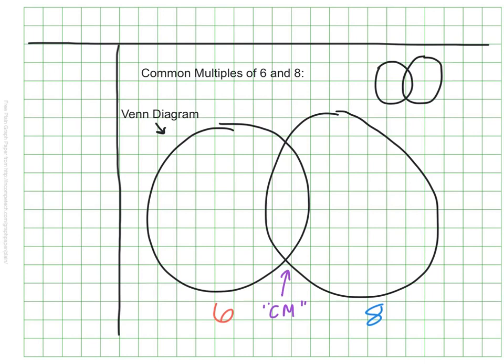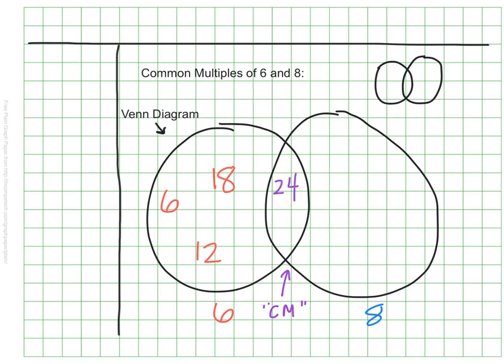So let me try this out. 6 times 1 is 6. And that's a multiple of 6, but not 8. 6 times 2 is 12. 12 is not a multiple of 8. 6 times 3 is 18. Oh man, still not a multiple of 8. 6 times 4 is 24. 24 is a multiple of 8, right?